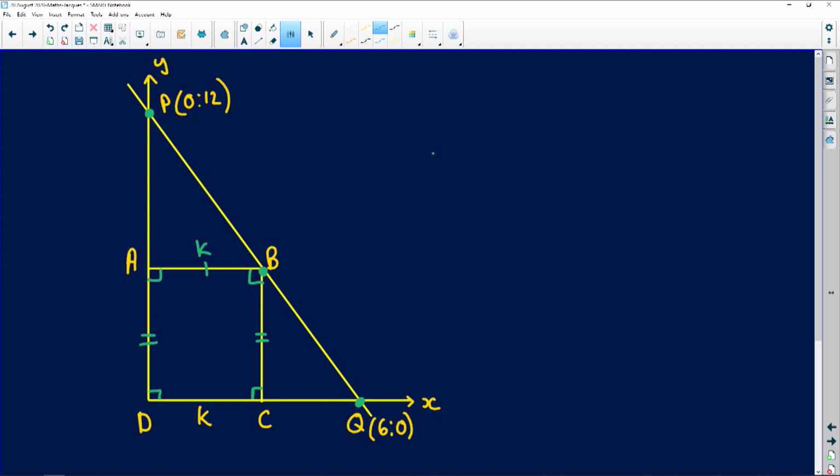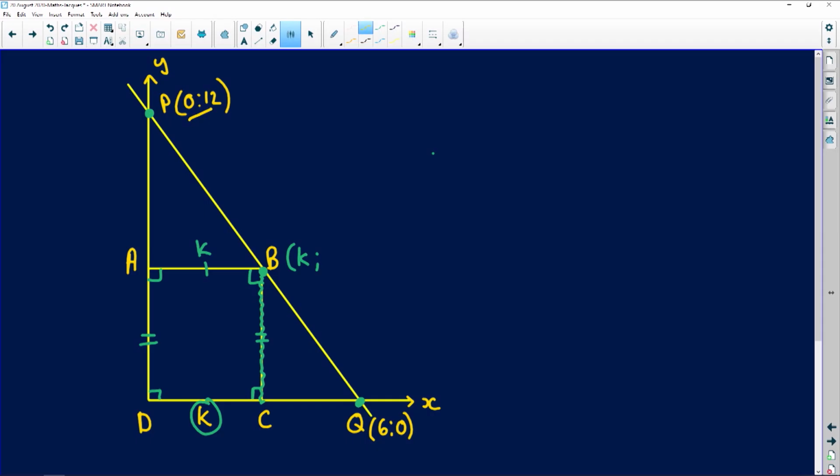They say DC is K and A, D, and C lie on the axis. So A, C, and D are on the X and the Y axis. Perfect. Okay, so the first question is asking us to determine the length of BC in terms of K. So we want to find the length of this line in terms of this variable K. Now, folks, BC is a vertical line. If we want to find its length, we already know that the X value at point B is K. We are now looking for this Y value of point B.